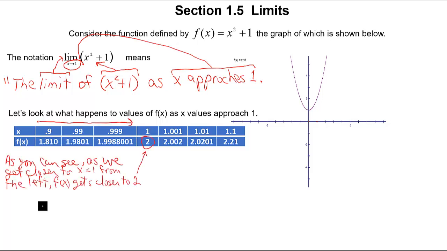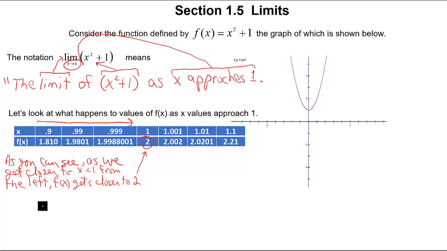And you can see as I move from 0.9 to 0.99 to 0.999, the f of x values go from about 1.81 to 1.9801 to 1.998001, seemingly getting closer and closer to 2. So as x gets closer and closer to 1 from the left side of 1, the y values, or the function values, are getting closer and closer to the number 2.